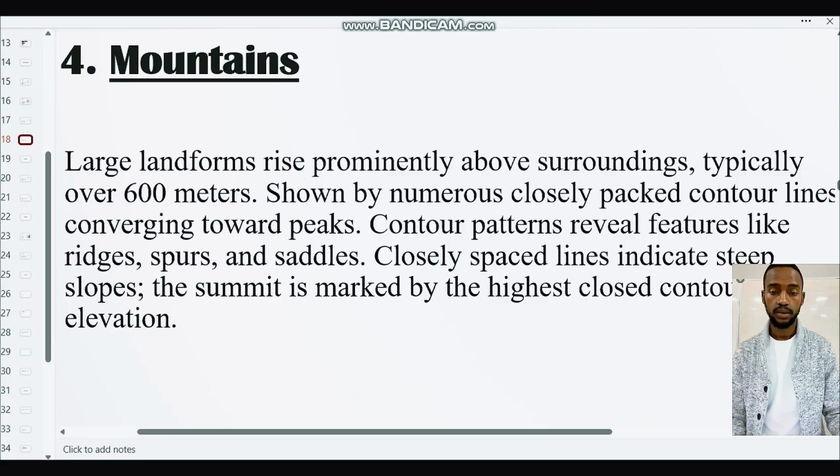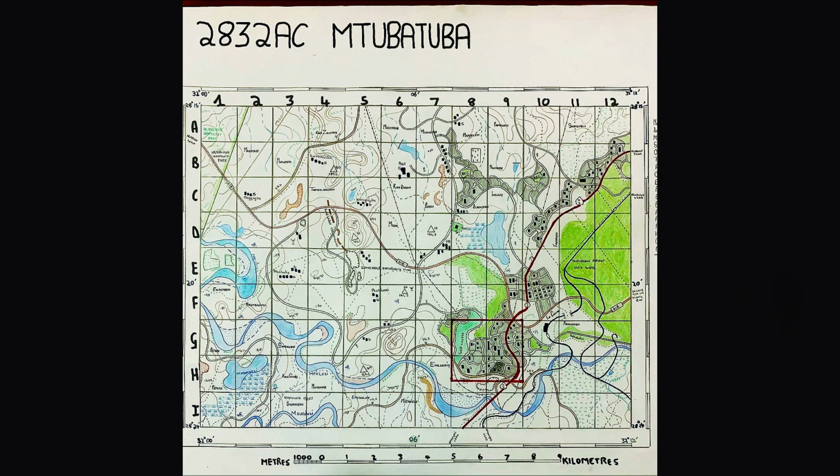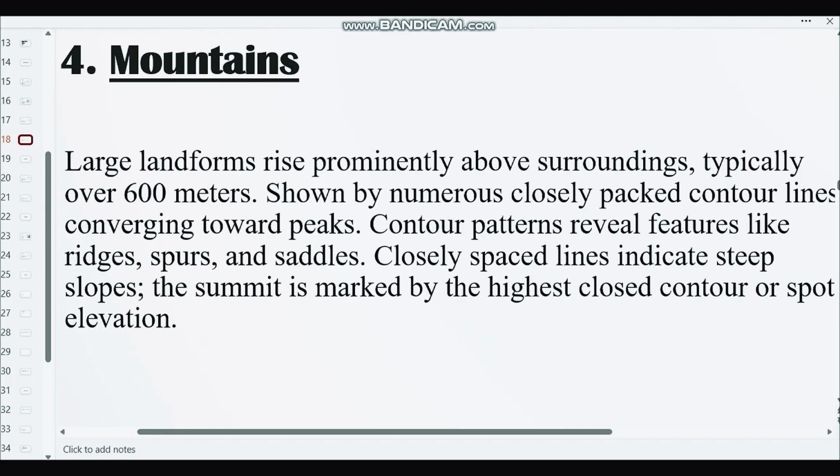The mountains, we can find them on the map. We have them on A4, we have them on B2, we have a piece of it on C2. These mountains are the landforms that rise up prominently above surroundings, typically over 600 meters, shown by numerous, closely packed contour lines converging towards the peaks. The contour patterns reveal features like the ridges, the spurs, and the saddles.